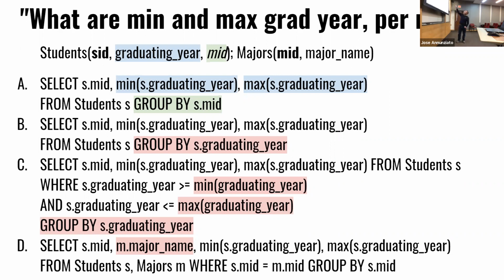That one, the group by is wrong. I was asked that I want to have per major, not per year. Over here, I'm aggregating by year, right? That's not what I was asked for. And finally, although the aggregation is correct, I am aggregating the graduation year, min, max, that's good. But I am grouping by the wrong field, whereas the top one is correct because I'm grouping by the major ID and then only aggregating the min and max year.